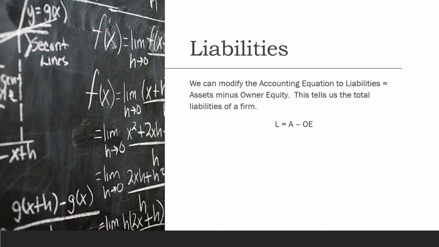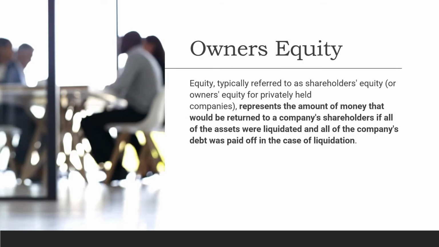Liabilities. We can modify the accounting equation. Liabilities equals assets minus owner's equity. This tells us the total liabilities of the firm. An example is if we have $75 in liabilities, it equals $100 in assets less $25 of owner's equity.